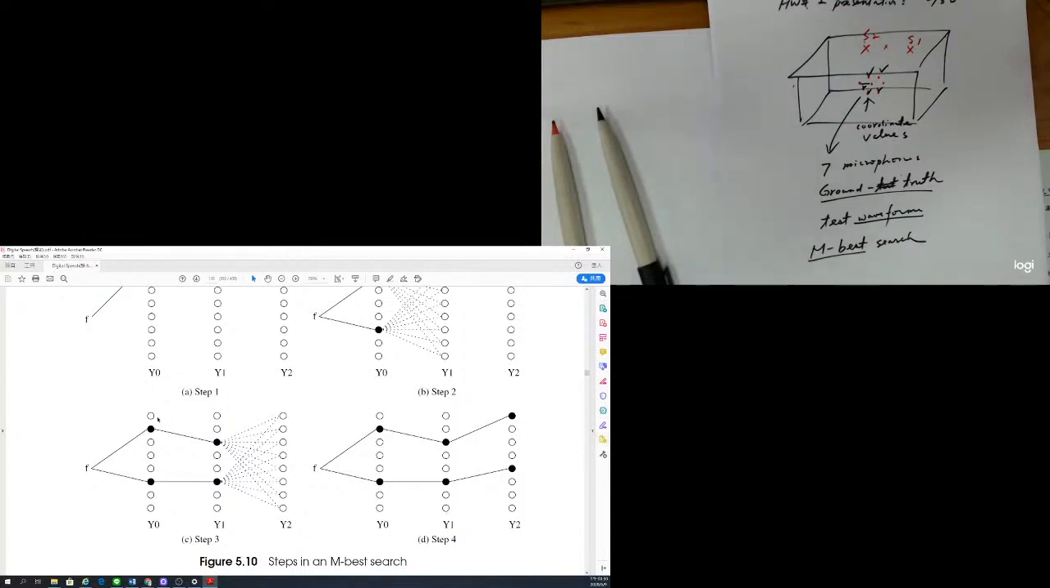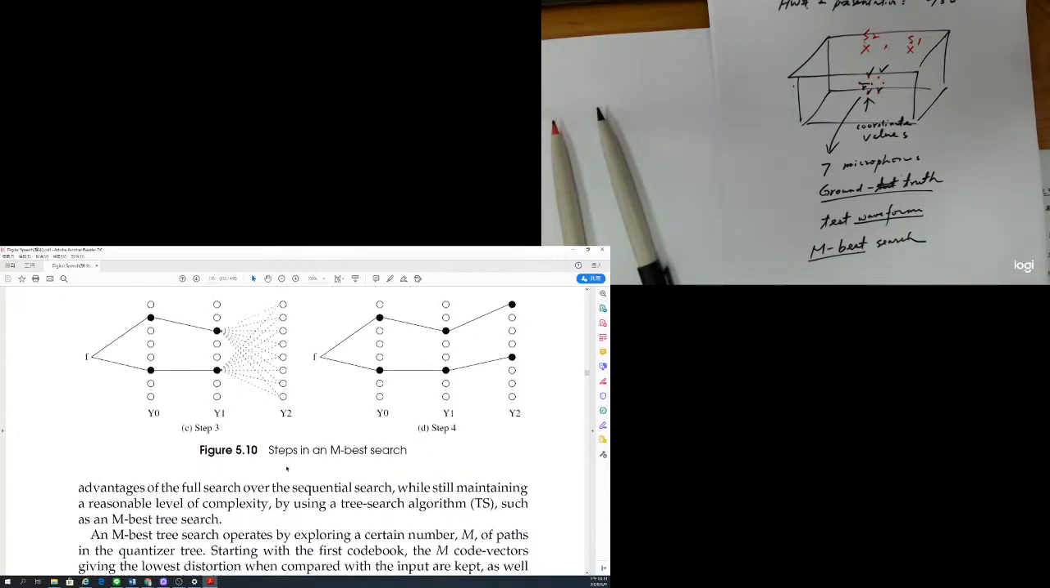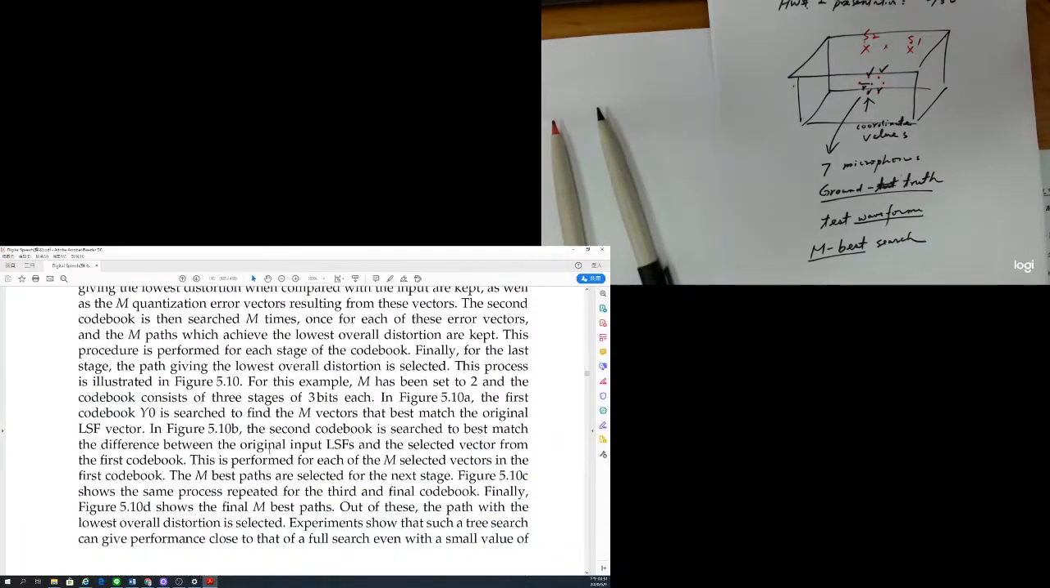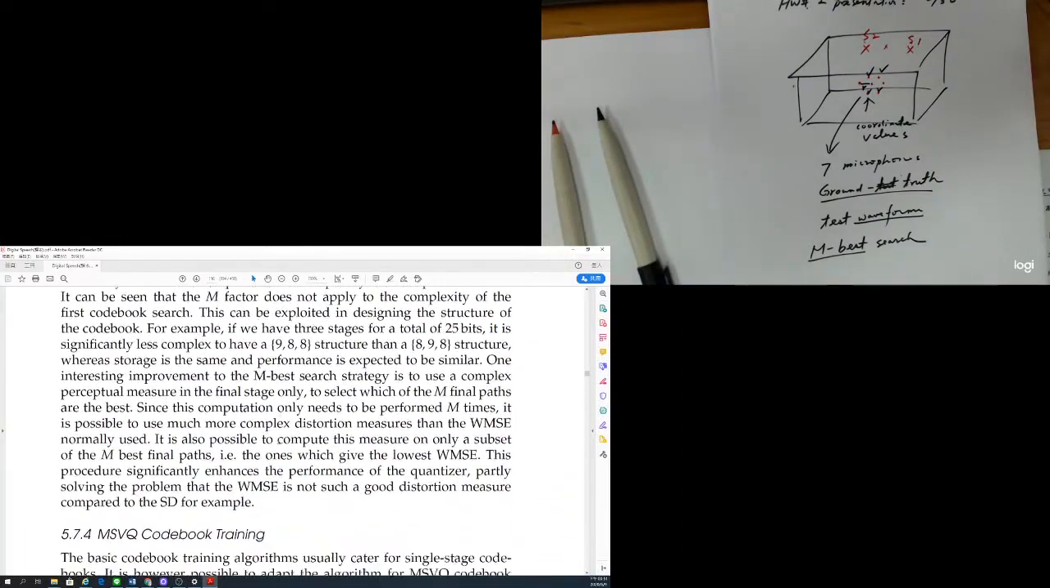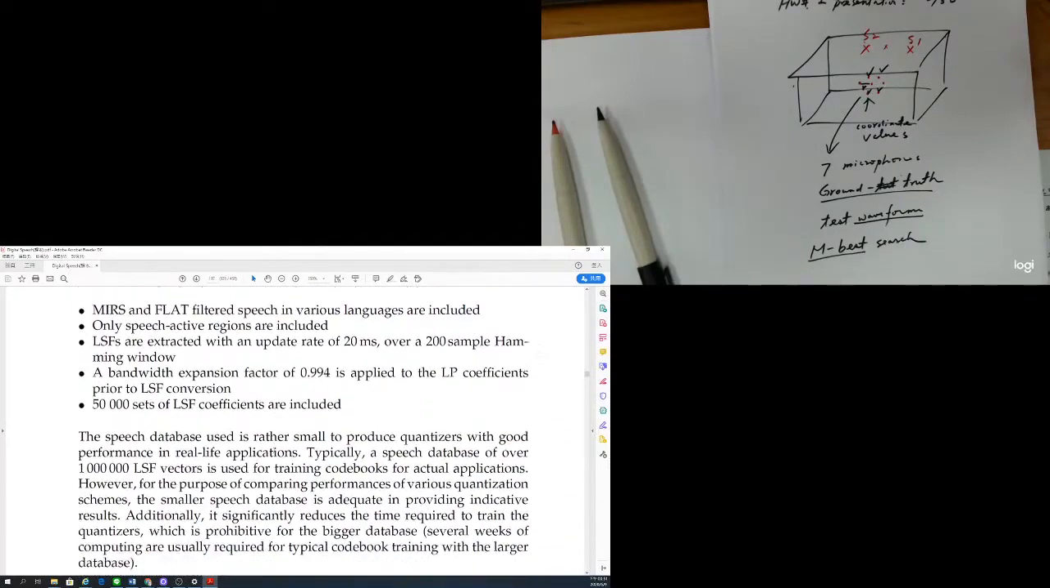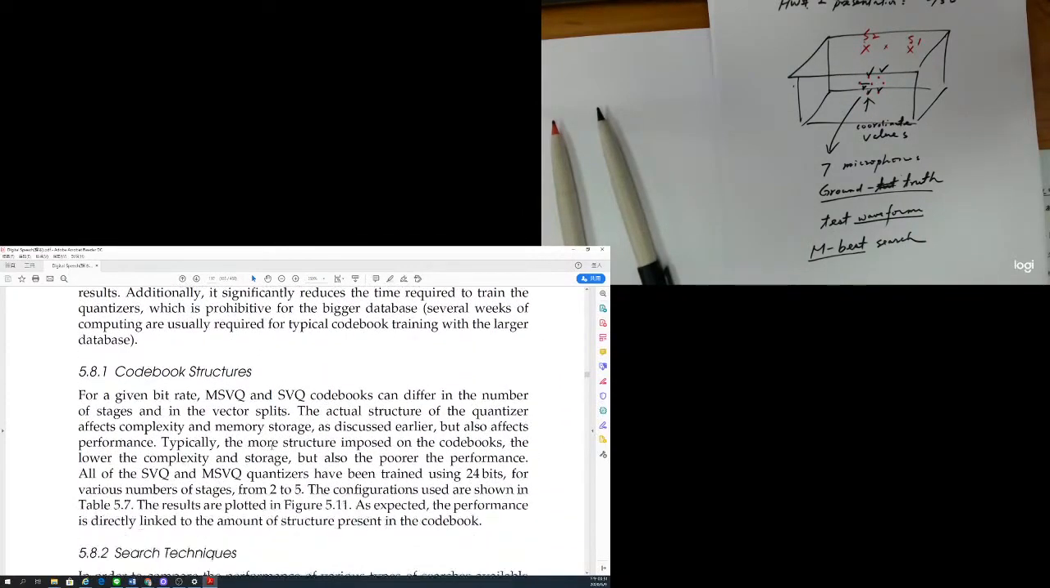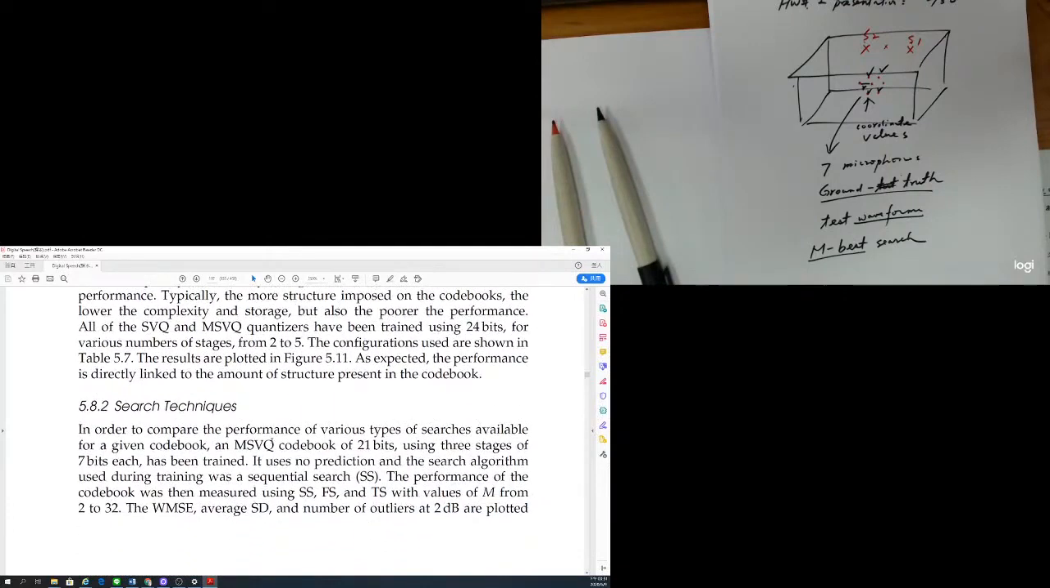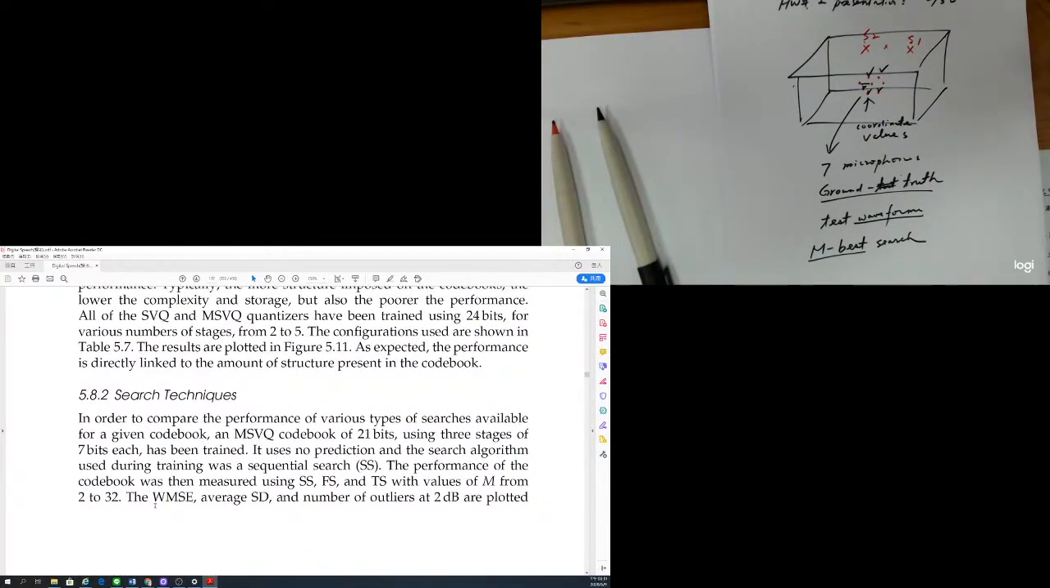So full search maps the whole combination, so we consider multiple stages together, and the complexity will be higher. However, the performance should be better, but you have to pay a lot of computation power. So right now they try different search mechanisms, and also use weighted mean square error and average spectrum distortion. They try to see what distortion you have, and also consider outliers, the number of outliers.